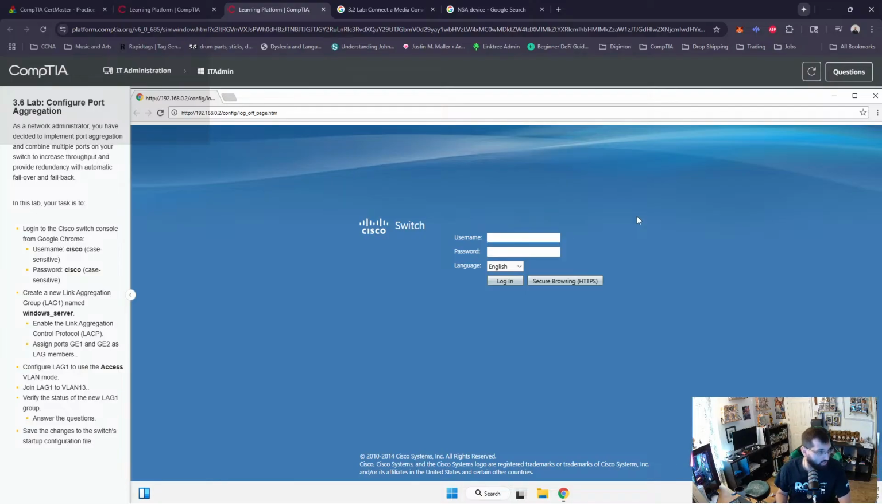Okay, as a network administrator, you have decided to implement port aggregation and combine multiple ports on your switch to increase throughput and provide redundancy with automatic failover and failback. In this lab, your task is to log into the Cisco switch console from Google Chrome. It's already up. Create a new link aggregation group named Windows Server. Enable the link aggregation. Okay, let's go ahead and do it.